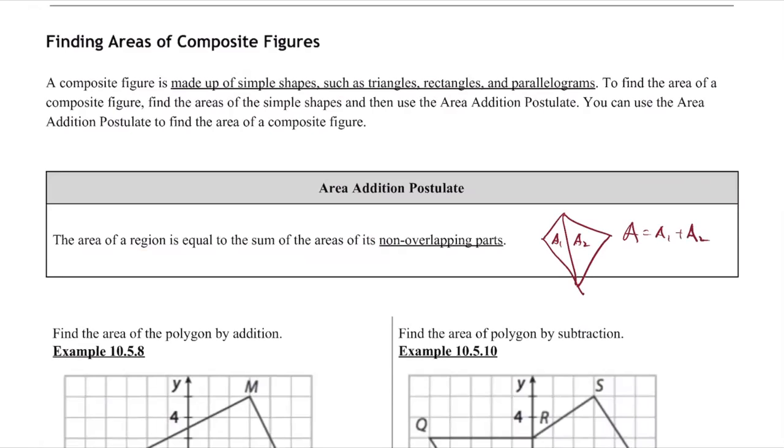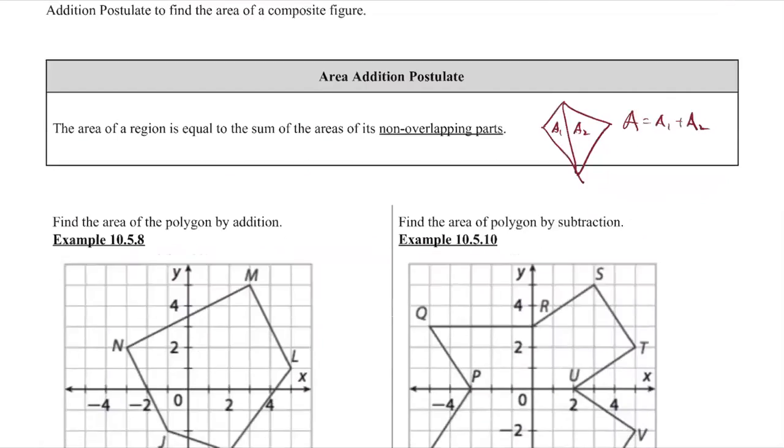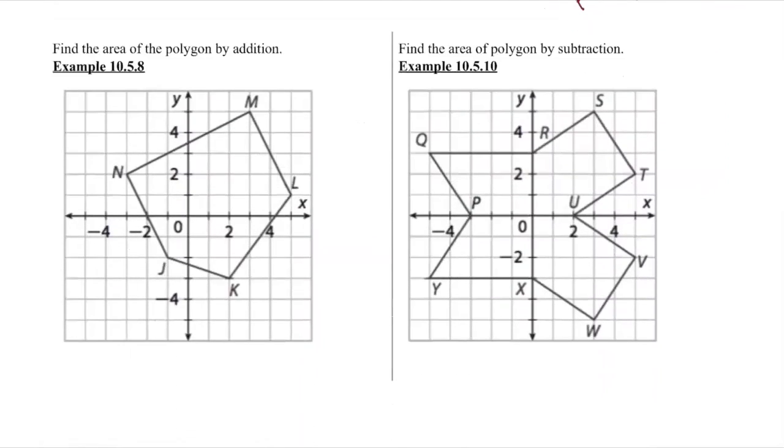So I could do 2 examples. This one we're going to do by addition, the other one we're going to do by subtraction. What's a good way to do this? It looks like, if I'm not mistaken, if I draw a line this way, let me use the blue, going from here to here like this, it looks like it's a rectangle and a triangle.